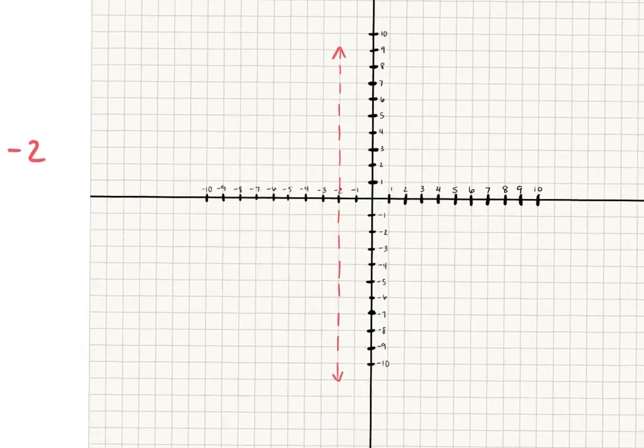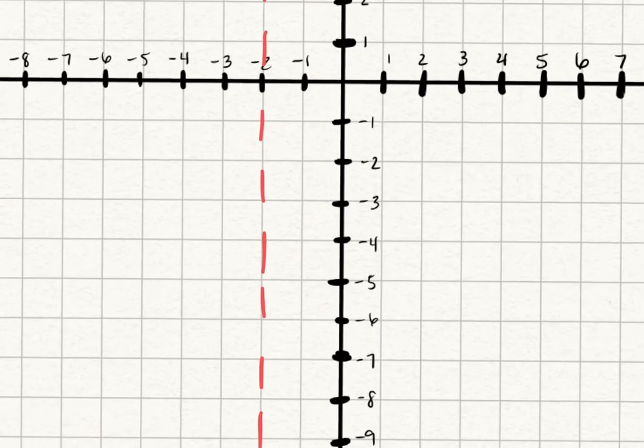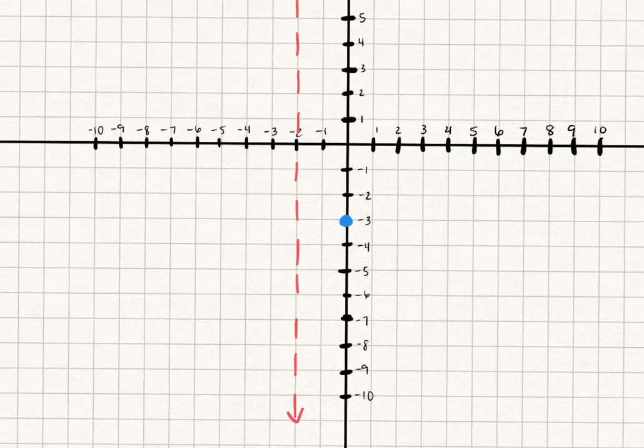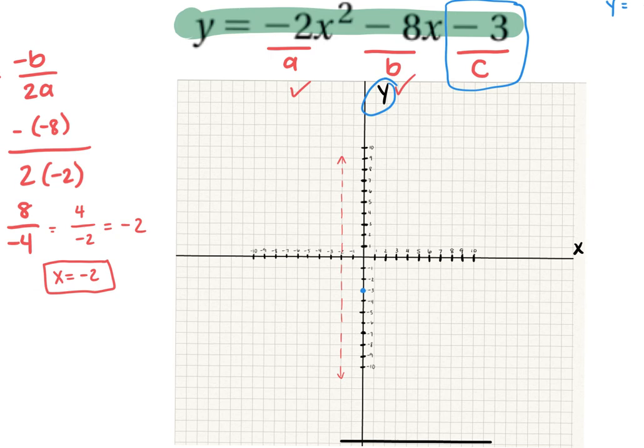So I find my y-axis, which is my vertical one, okay? And I'm going to find the point at -3. Go all the way down to -3 and just put a dot. So I'm going to put a dot right here. You guys with me? Okay. Now, from here, I know one of my points. I just need to find my vertex, and I'm good, okay? So let's find my vertex.